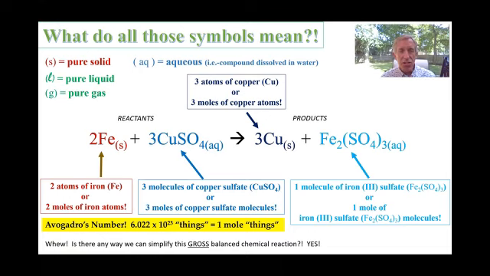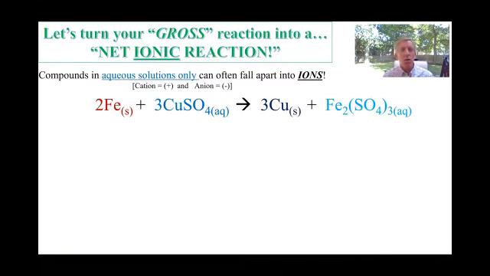This reaction is kind of gross. It's huge. It's got tons of stuff in it. And is it really telling you what's taking place in the reaction? What chemical changes are actually happening? To do that, we want to take this gross equation and turn it into a balanced net ionic equation. So let me show you how that happens.